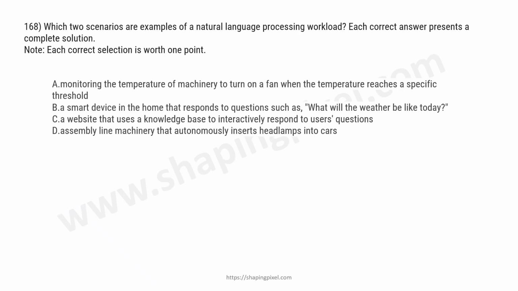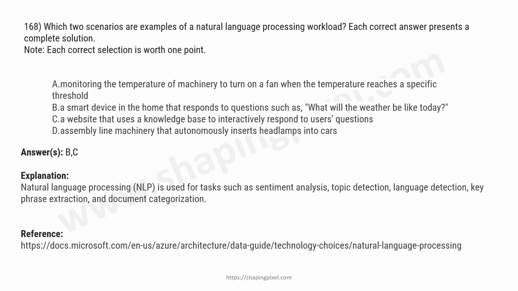Which two scenarios are example of a natural language processing workload? Each correct answer represents a complete solution. Option A, monitoring the temperature of machinery to turn on a fan when the temperature reaches a specific threshold. Option B, a smart device in the home that responds to questions such as what will the weather be like today? Option C, a website that uses a knowledge base to interactively respond to users' questions. Option D, assembly line machinery that autonomously inserts headlamps into cars. So the right answer here is option B and option C.